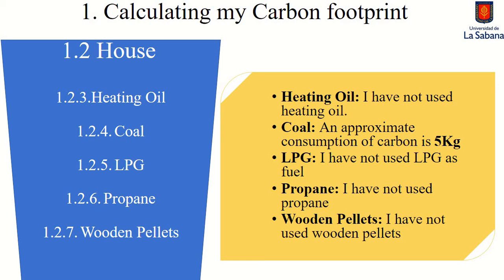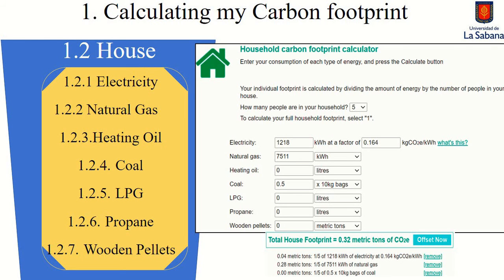And here we have the other things that the house takes into account. Heating oil, I have not used heating oil. Coal, an approximate consumption of coal is 5 kilograms. LPG, I have not used LPG as fuel. Propane, I have not used propane. Wooden pellets, I have not used wooden pellets.